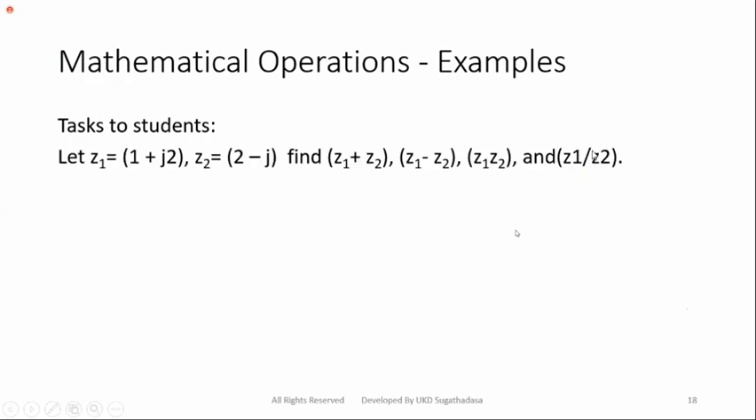Now this is an exercise, I'll give you some time, like in the previous question. Draw your attention now, everybody. Task to students: two complex numbers are given. Z1 is 1 plus j2, Z2 is 2 minus j. Find addition, subtraction, multiplication, and division. I'll give you some time to understand it better, and go ahead.